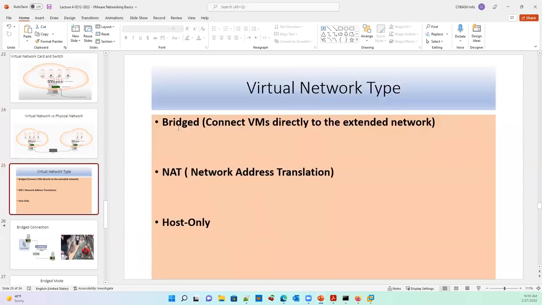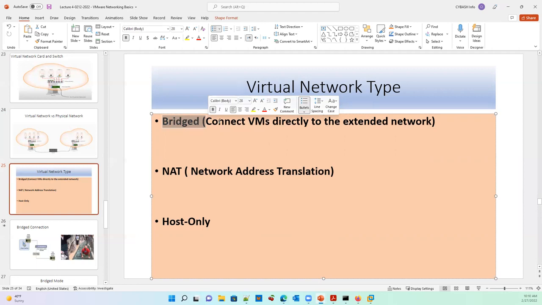So for virtual network types, you have the bridged network type. There's also a router that can be bridged, but that's a little higher-level networking concept. So just remember that in virtual networking you can have three types. One is bridged, which connects your VM directly to your physical network. Basically, your virtual computer acts like a separate computer connected to your physical network, and we will see a sample. Then you have NAT, network address translation, where your virtual machine acts as a router and your virtual computer acts like a client. And host-only, which only communicates with the host machine.